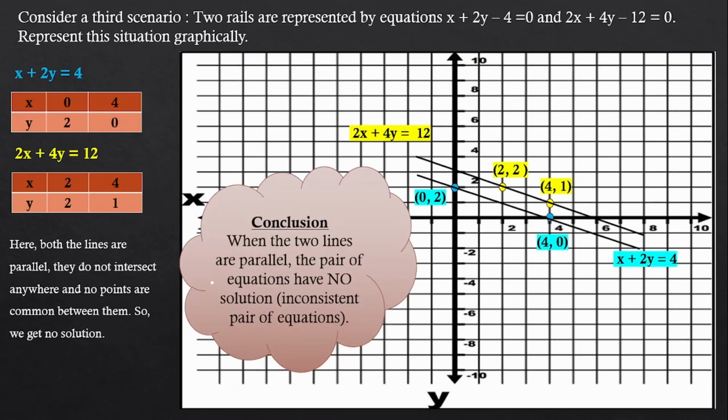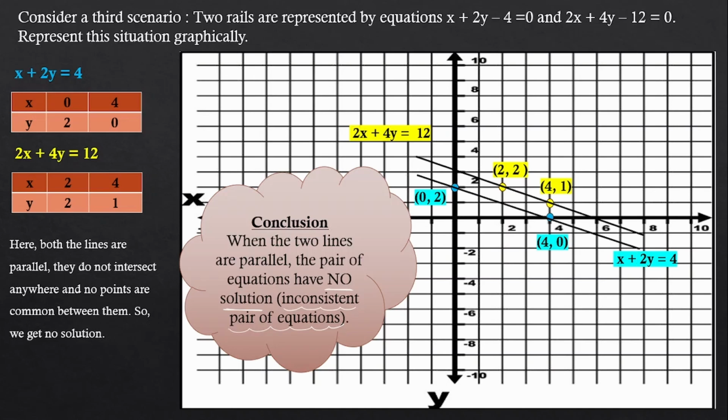So if I have a pair of lines which are parallel, then the pair of equations is said to have no solution. And since there is no solution, these two equations are no more consistent. We get an inconsistent pair of equations. I hope this is understood.